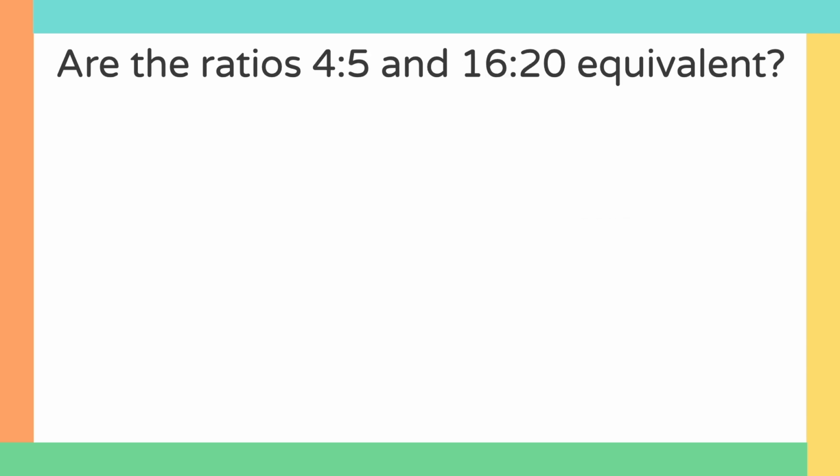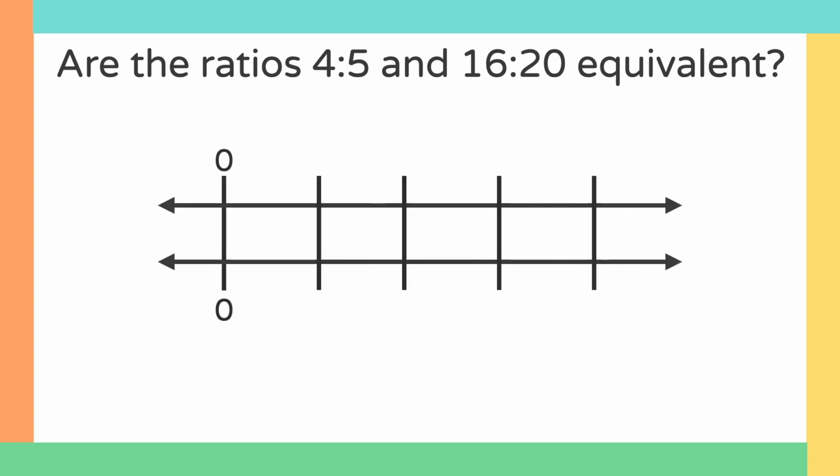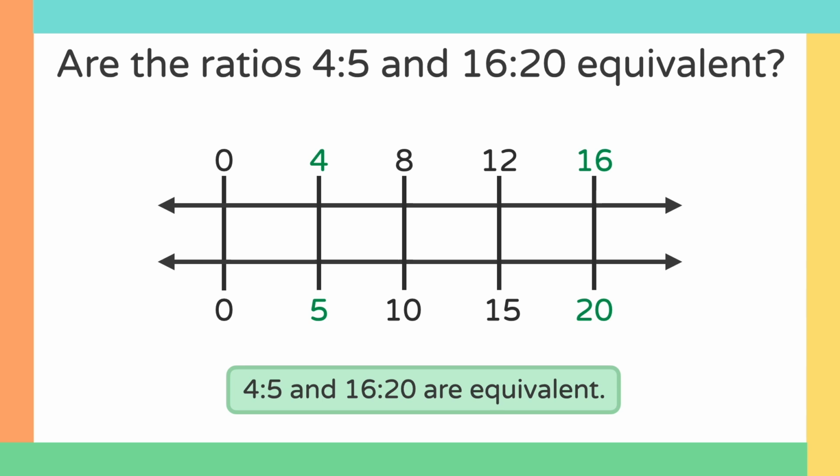Let's keep going. Are the ratios 4 to 5 and 16 to 20 equivalent? We can use a double number line again. Our first ratio is 4 to 5, so let's put 4 on the first number line and 5 on the second number line. This time, we will count up by 4s on the top number line and count up by 5s on the bottom number line. So we have 8 to 10, 12 to 15, and 16 to 20. Since 16 to 20 is on our number line, this shows that 4 to 5 and 16 to 20 are equivalent. This double number line can also help us see how to use multiplication to make equivalent ratios.